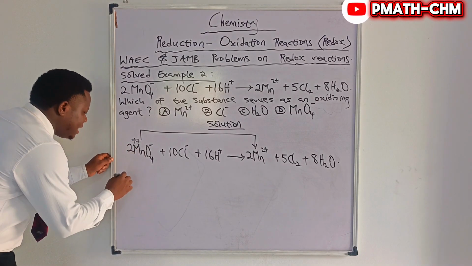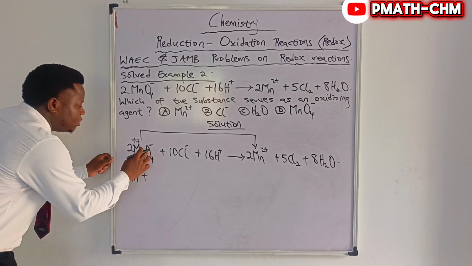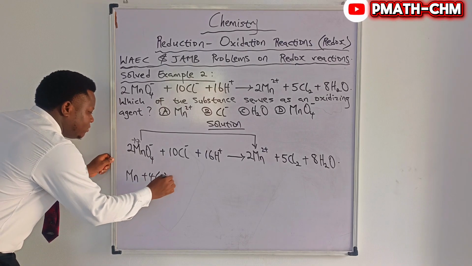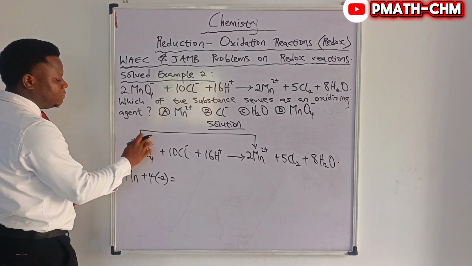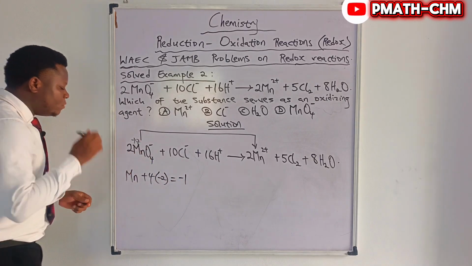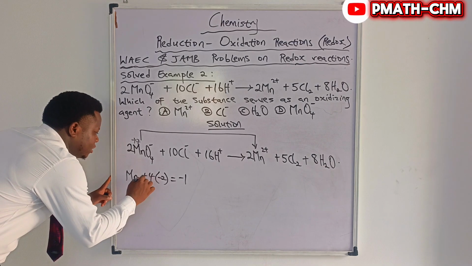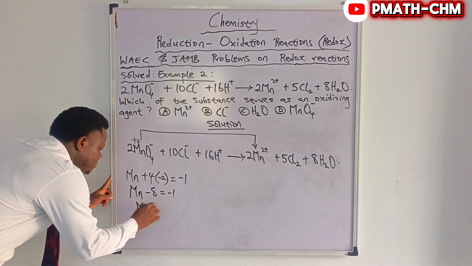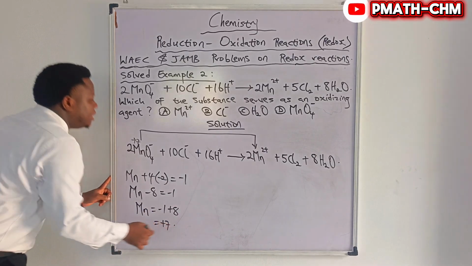How did we get this +7? So manganese, we don't know. I would say Mn added to the oxidation state of oxygen, which is -2, and we have 4 oxygen, so 4 times -2. In my previous video, you always equate to the charge, and the charge there is -1. There's an invisible one there. So if you open your bracket, you have Mn - 8 equal to -1. So Mn will be equal to -1 plus 8, which is +7.